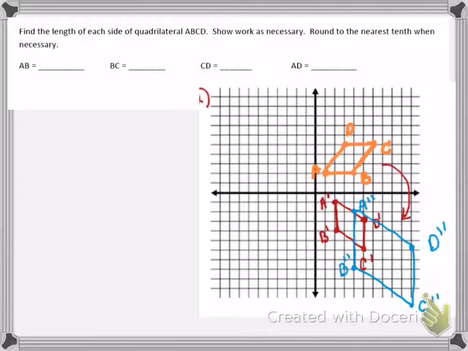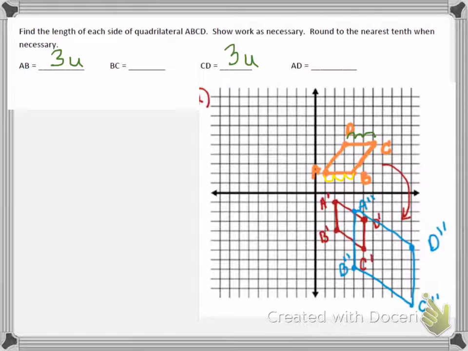So I'm taking a look at the picture on the coordinate plane and the next question about finding the length of each side of the quadrilateral ABCD. And we're going to show work if we need to. We're rounding to the nearest tenth. And we have side AB. Now side AB just follows the grid, so that's nice. So we can just count those units. And hopefully you see that that is 3 units long. And side CD, also 3 units long.